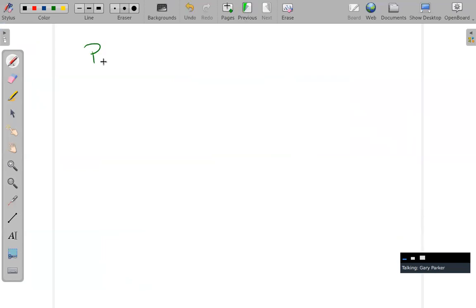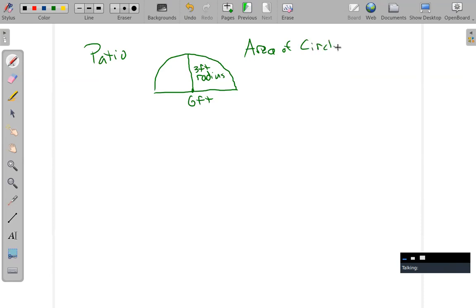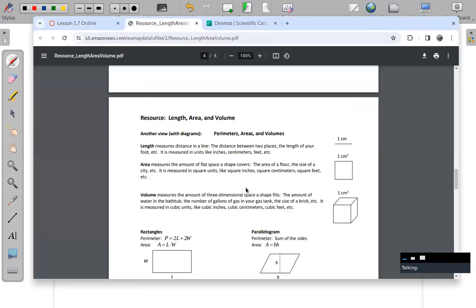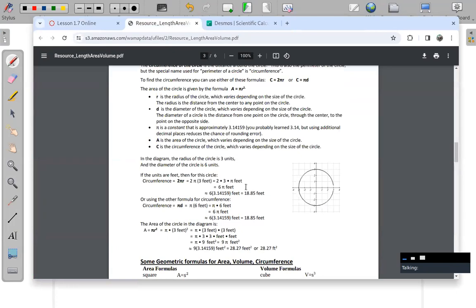So for the patio, we've got this semicircle, something like that. And we know that it is 6 feet across. So then the radius of that circle would have to be 3 feet. And I'm getting that radius because the formula for the area of a circle from our cheat sheet, area is pi times the radius squared.